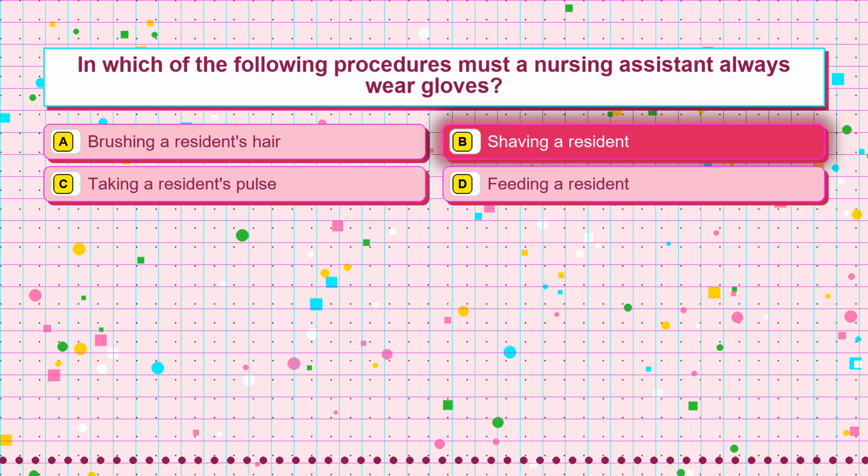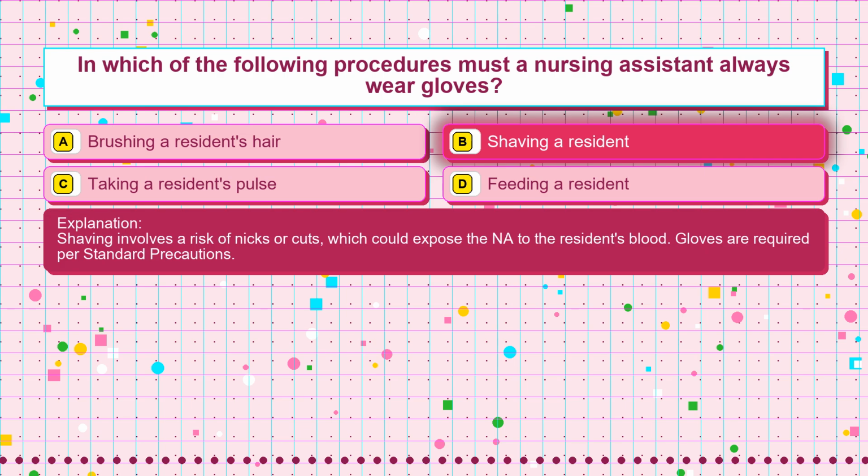The correct answer is option B, shaving a resident. Shaving involves a risk of nicks or cuts, which could expose the nursing assistant to the resident's blood. Gloves are required per standard precautions.